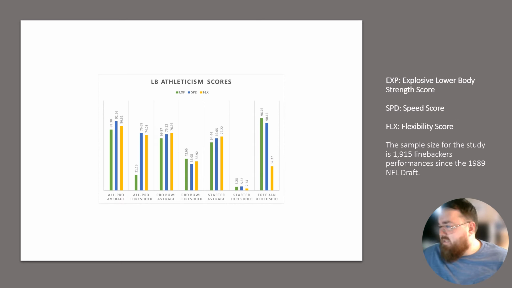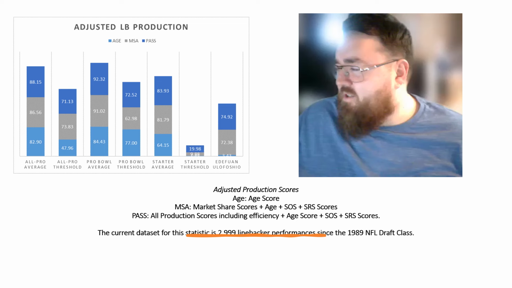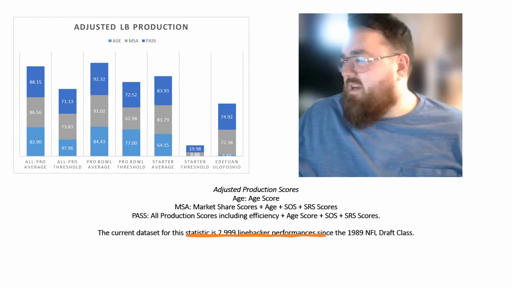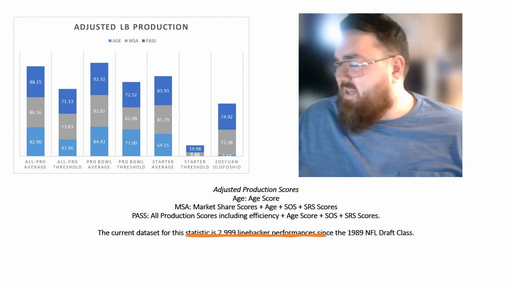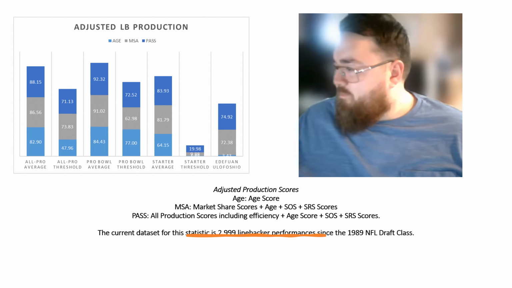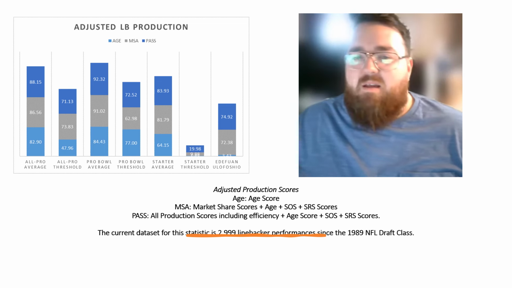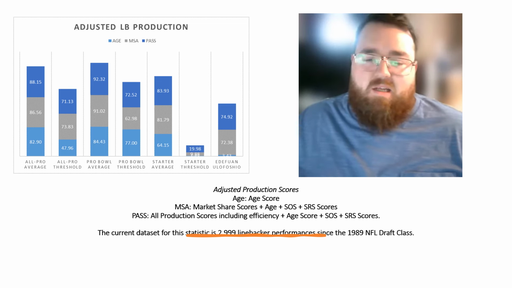Then, of course, you get to athleticism traits. He had a 96 percentile explosion score, 90 percentile speed, and 32 percentile flexibility. Are we noticing a trend here? It seems like the Buffalo Bills don't care about short shuttles and three cones. Interesting. Then, of course, we get to his adjusted production scores, 74 percentile in terms of his MSA rating, 72 percentile in terms of pass, and his age score is 3.43 out of 100. So that's the way his data kind of shakes out in terms of adjusted production.